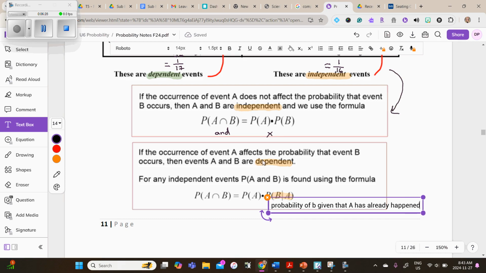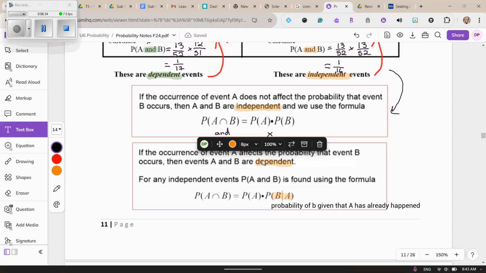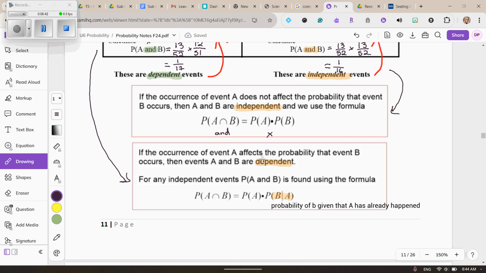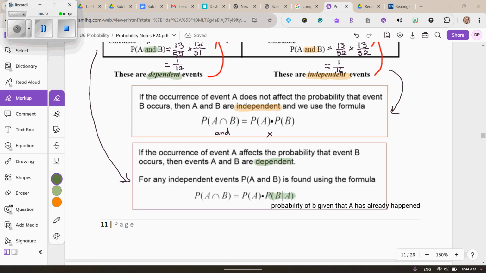So you'll notice that in the example we just did, the probability of B, given that A has already happened, changed because our events depended on what happened in that first event. Okay, so this is our independent and this is our dependent. So we're going to use this idea to solve problems involving either dependent and independent events.